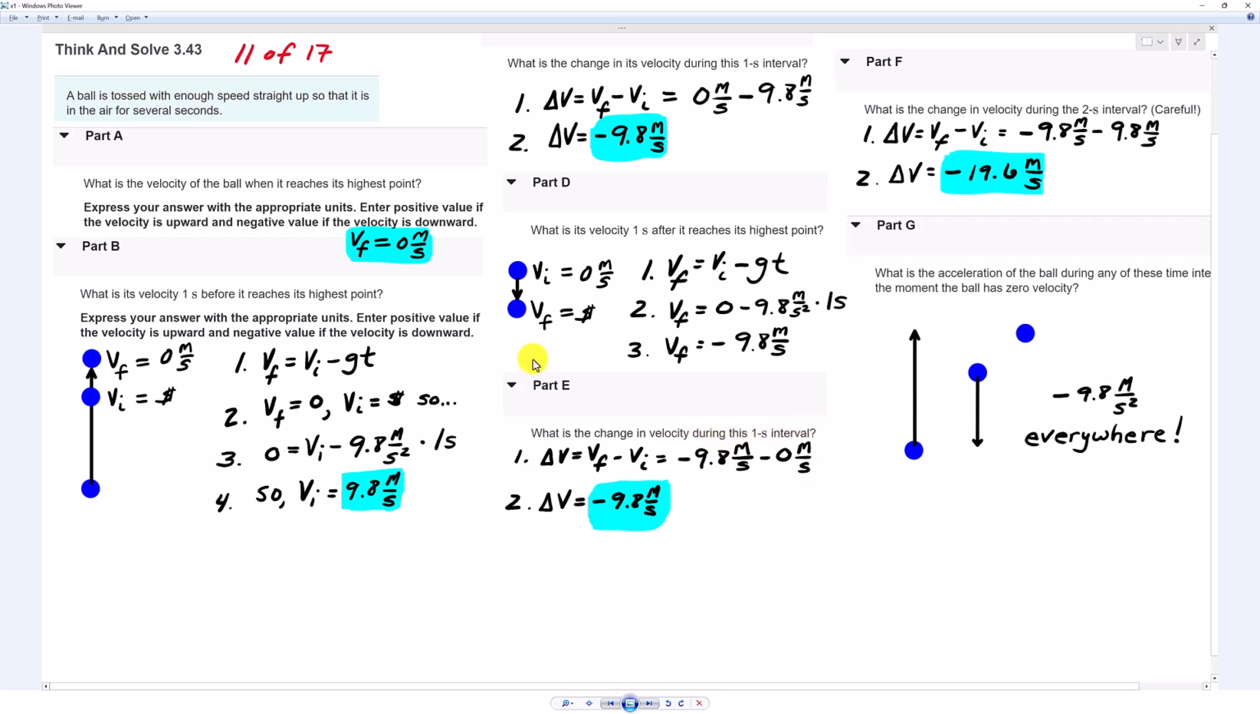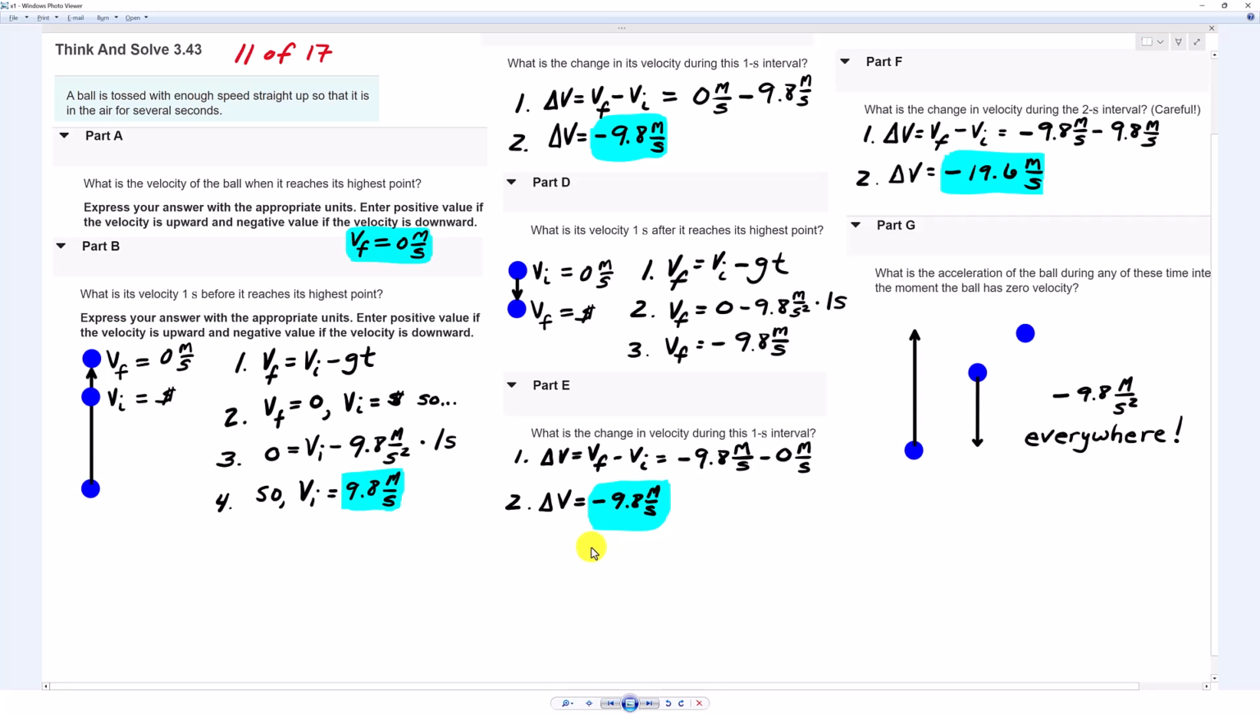So in this case, delta V is final minus initial. My final velocity is negative 9.8 meters per second. That's what we got here. And my initial velocity was 0, starting from 0. So that's how I'm getting negative 9.8 meters per second.